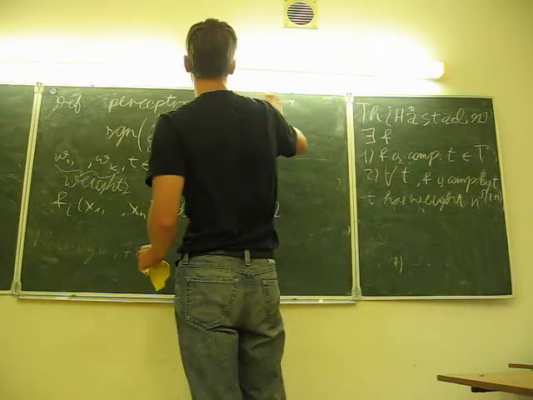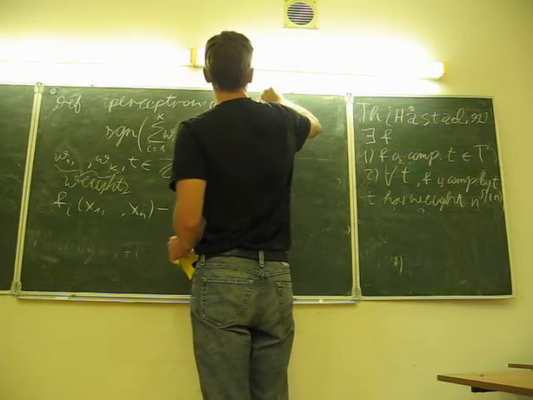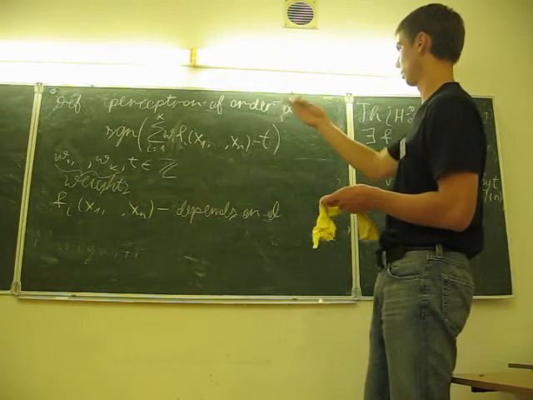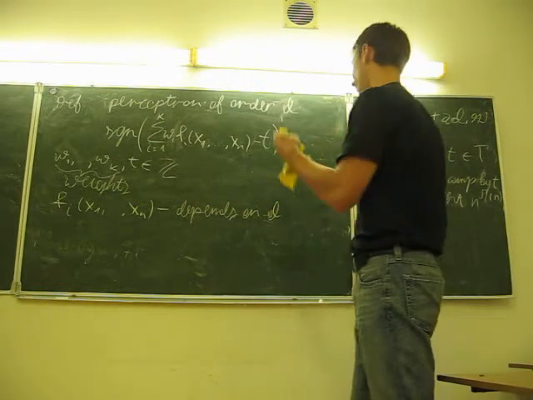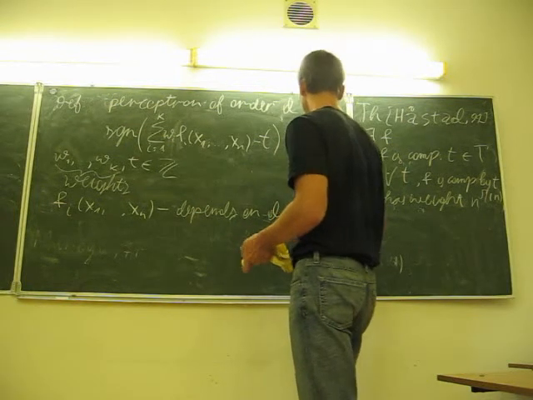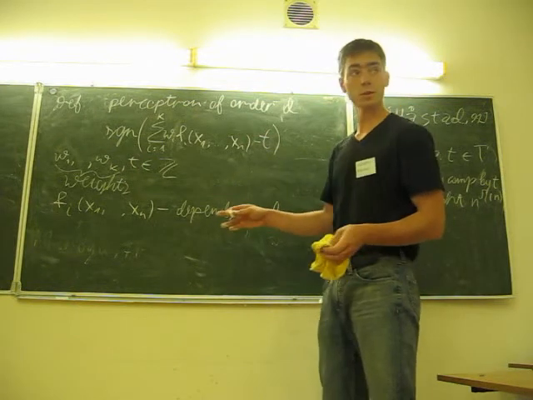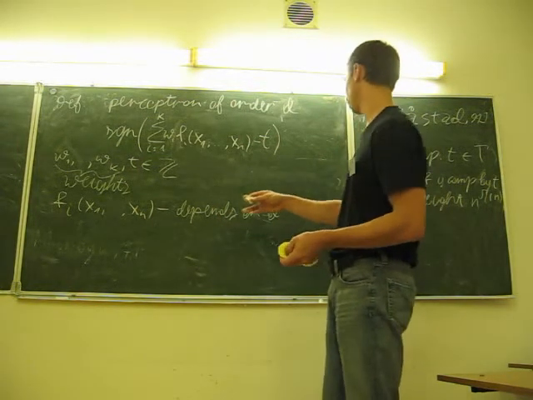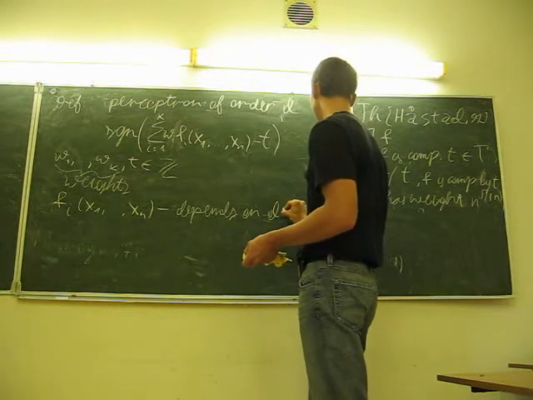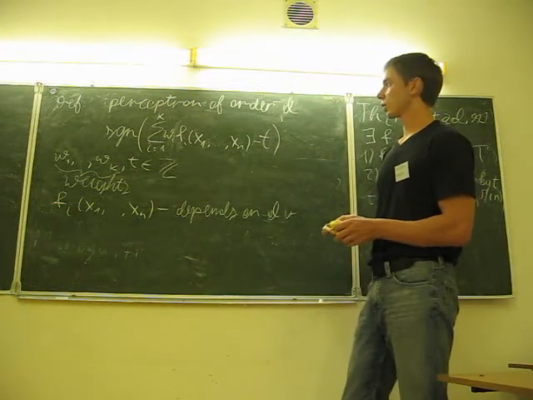This is a perceptron of order d, for every natural d. There is a different definition: f depends on at most d variables, yes, f is a Boolean function. So perceptrons of order 1 are just threshold gates.